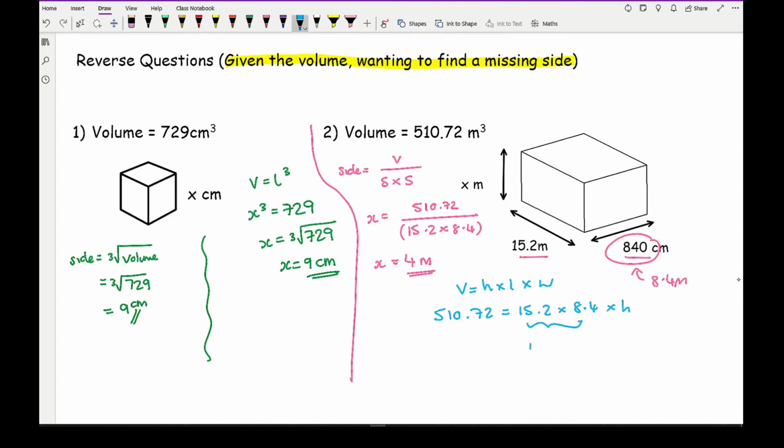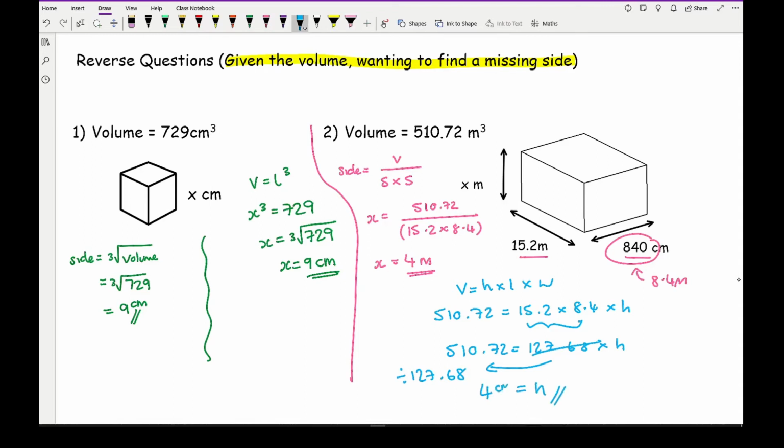127.68 multiplied by h equals 510.72. Now I want to try and get h by itself, so the opposite of multiplying by 127.68 is to divide by 127.68. So doing the opposite gives me the exact same answer of 4 equals h. And there is my final answer.